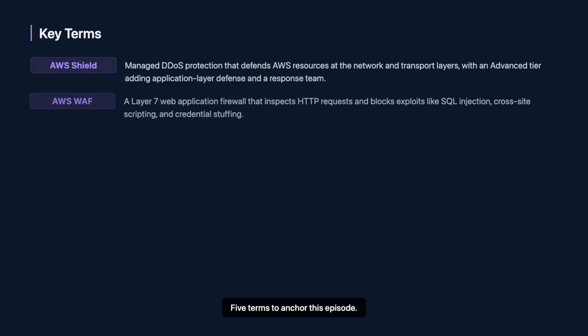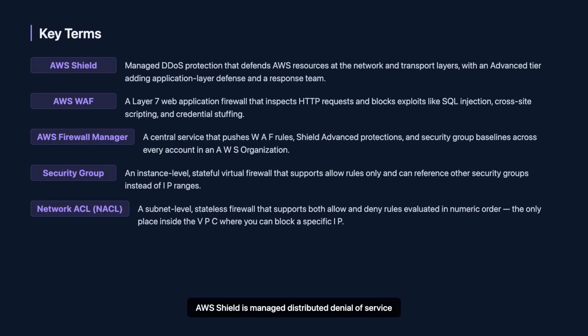5 terms to anchor this episode. Amazon Web Services Shield is Managed Distributed Denial of Service, DDoS, protection at the network layer. Amazon Web Services WAF is the Layer 7 web application firewall that inspects HTTP traffic. Amazon Web Services Firewall Manager is the central service that applies all of this across every account in your organization.